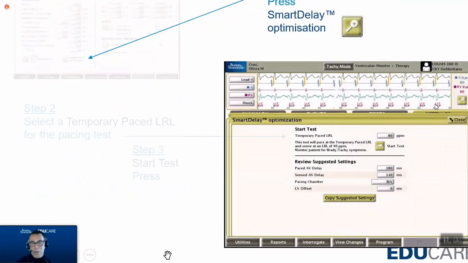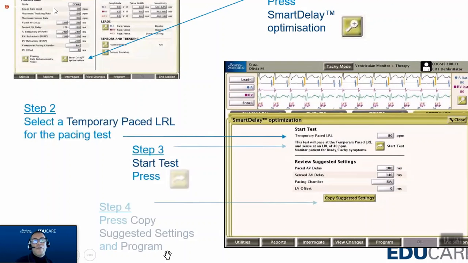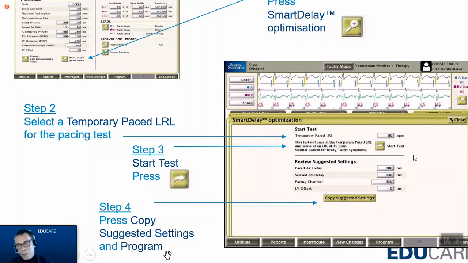Very easy to program. Sorry, let me open everything. From the Brady CRT, it's a Boston example, of course, Boston device. So from the Brady settings, you have one button, you click here and you open this page. And the only thing you need to do is to adapt the temporary paced lower rate limit a little faster than the intrinsic rate of the patient, because the system will use this information to collect the AV delay after paced atrial activity. And then you click Start Test.